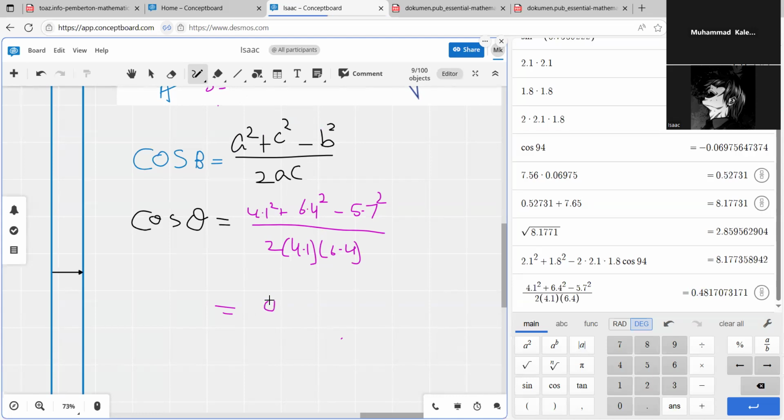Now we will take the cos to the other side. As we move cos to the right side, it will be inverse. 0.481707. Include as many values as you want. If we include more values, we will get a more precise, more accurate answer. This is the value of cos theta. So theta will be equal to cos inverse of this whole thing, right?